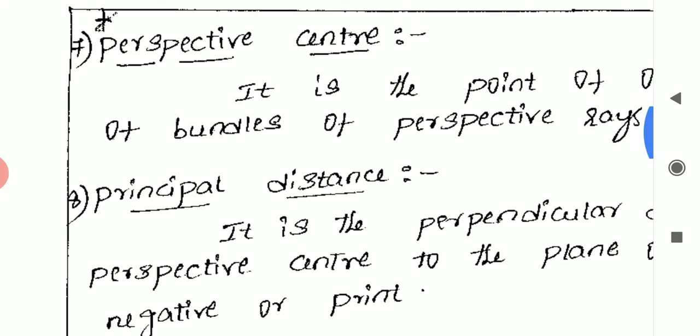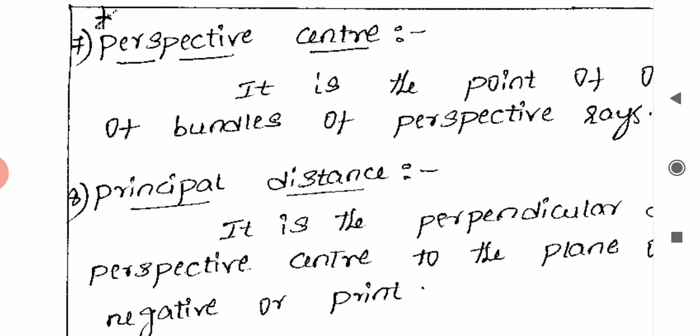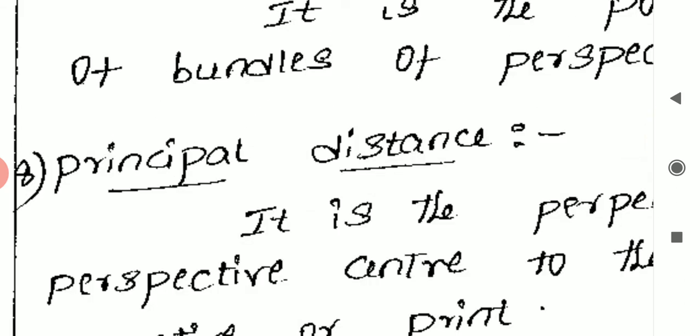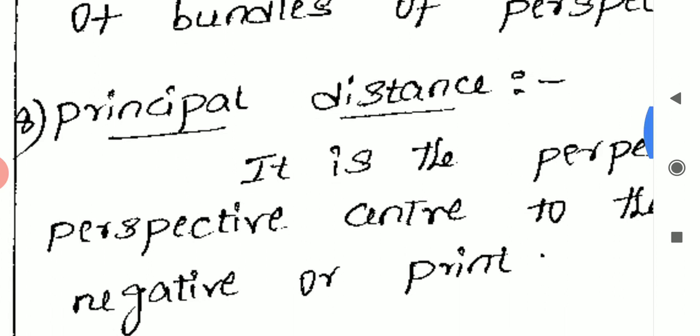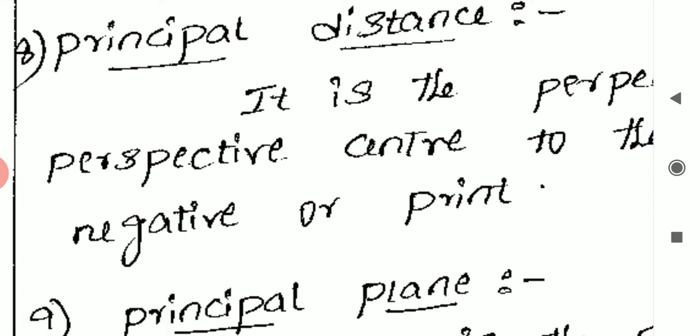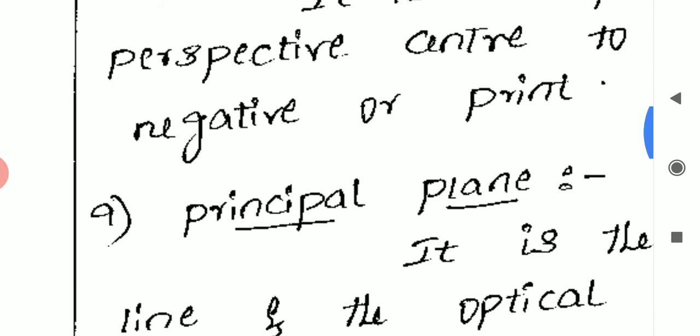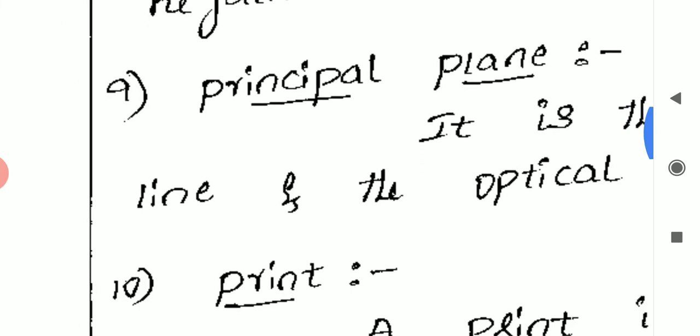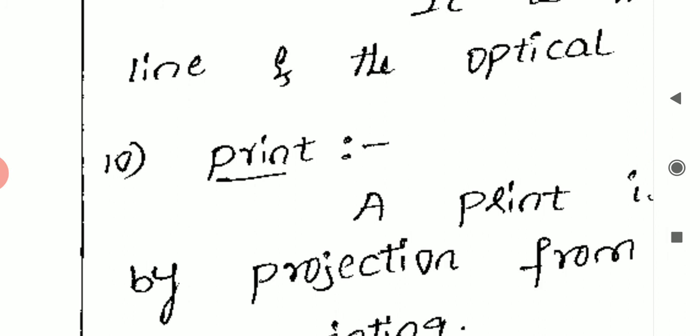Principal distance: it is the perpendicular distance from the interior perspective center to the plane of the particular finished negative. Negative is nothing but the image. Principal plane is the plane which contains the principal lens and the optical axis. Print: it is a photographic copy made by projection from the photographs, in the form of a blueprint.